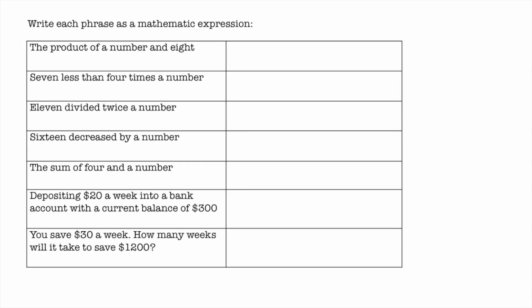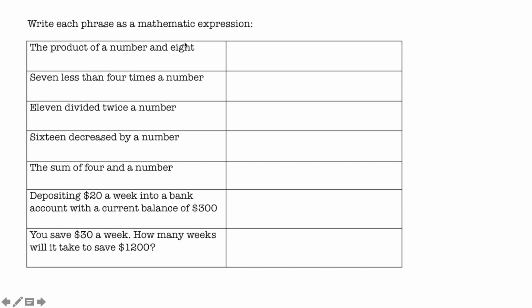All right, next section, we're going to be completing this table with a mathematical expression. This is called translations. This is taking words and translating them into mathematical expressions. So the first one is the product of a number and 8. Product means multiply. So we're going to take any number, and we don't know what that number is. So in algebra, we use letters or variables. So we're going to use n for this one. And then we're multiplying it with 8.